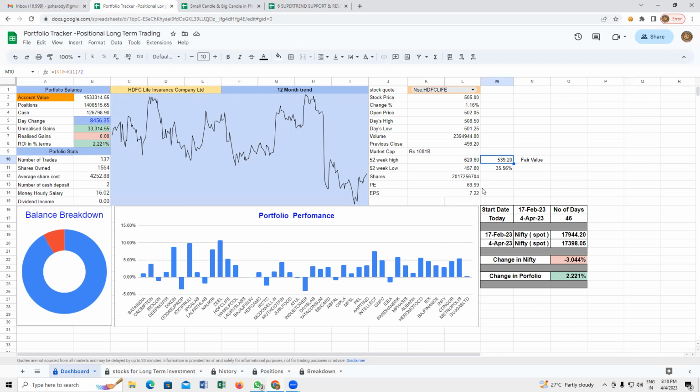If it comes below the 6 super trend. And this image shows us what is the capital that has been deployed and what is the free cash available for trading. Here, we have also started noting down the Nifty price as on when we started the trading, and the current price today is 17,398. If you see here, the Nifty has fallen by 3.04%, but our portfolio is in the green at 2.221%.